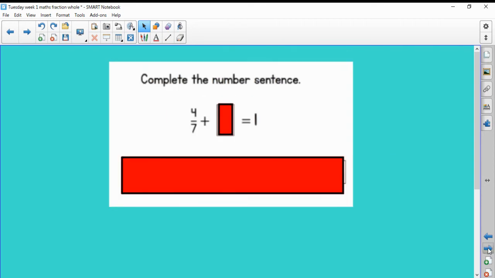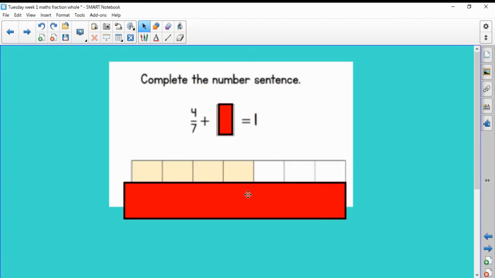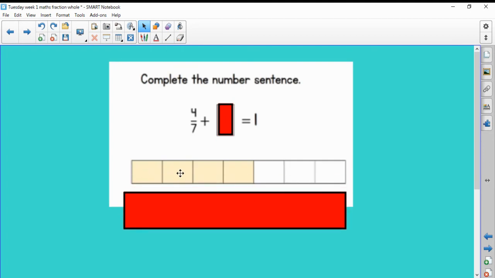So let's complete this number sentence. 4 sevenths plus something equals a whole. If we have a bar model that is split into equal parts and there are 7 of them, we're going to shade in 4 of those parts. The parts that are unshaded will give us the missing fraction. And here we have 3 sevenths are not shaded. 4 sevenths add 3 sevenths equals 1 whole.